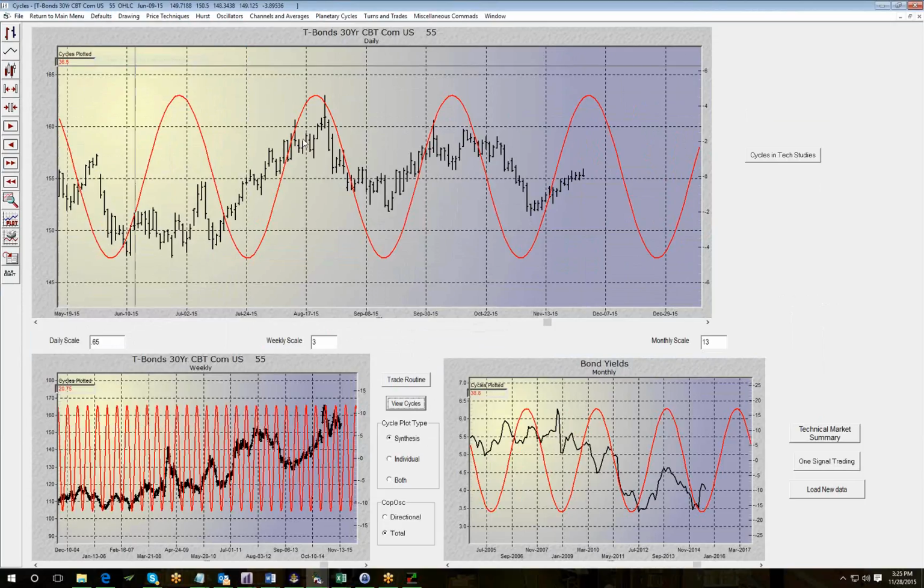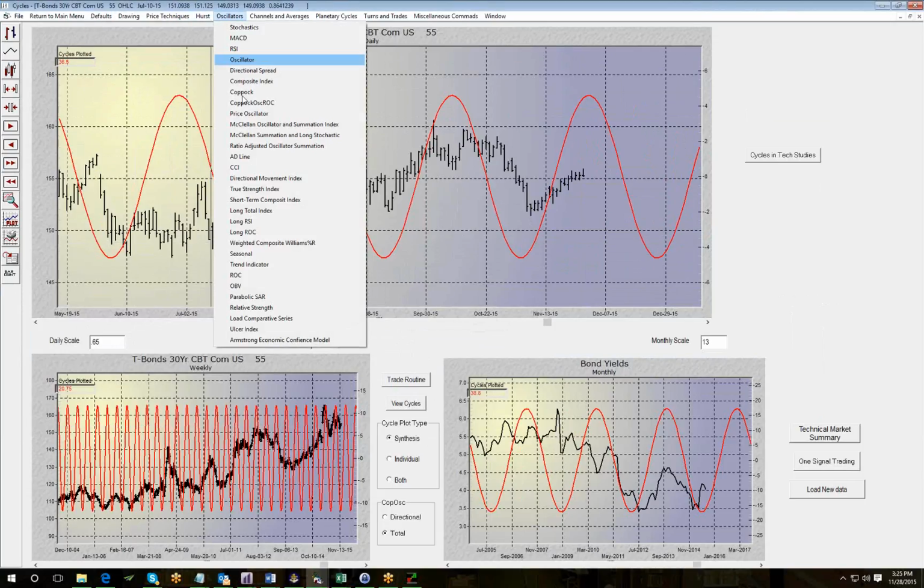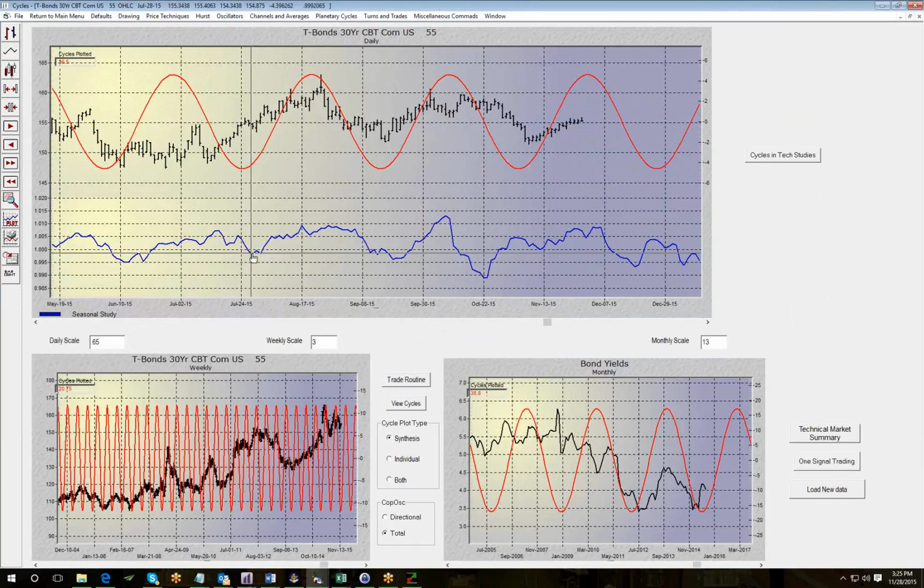I have to fix that. If you look at the seasonal pattern, you can see how the bonds move in their seasonal way. And right now, bond prices are due to come down seasonally into mid-December, and that's approximately when we expect the stock market to turn.